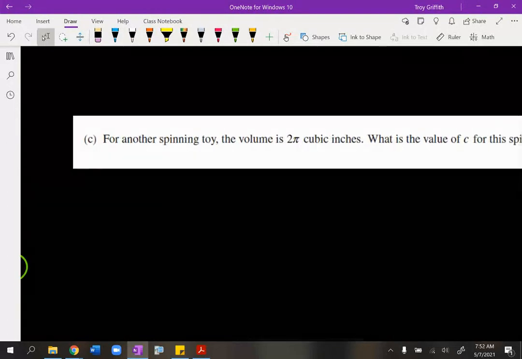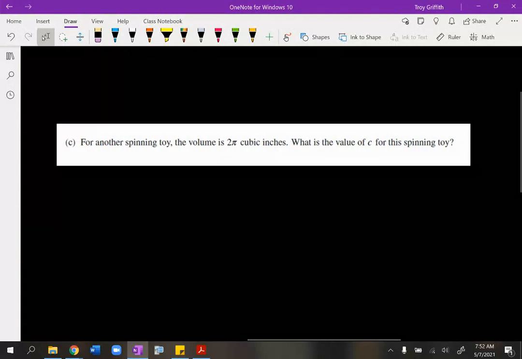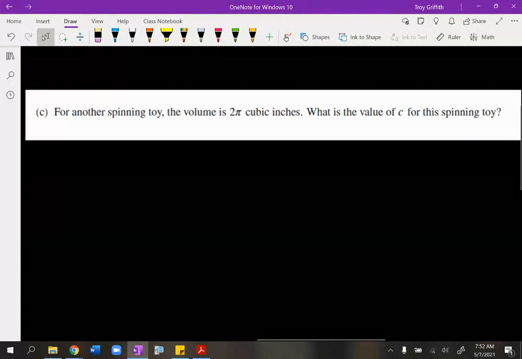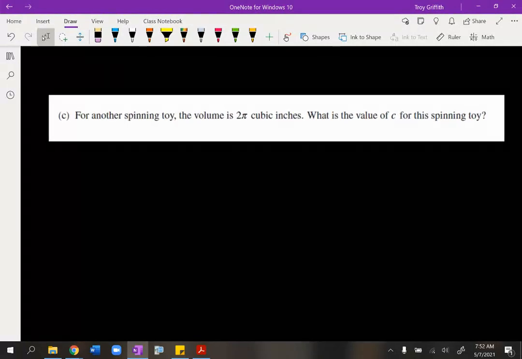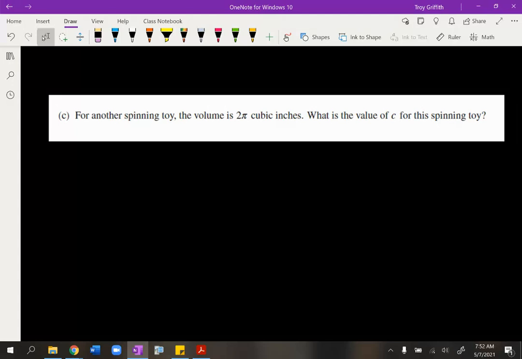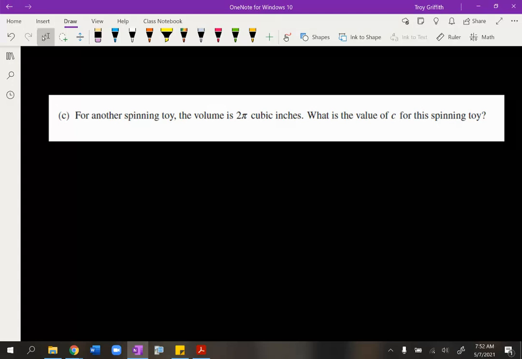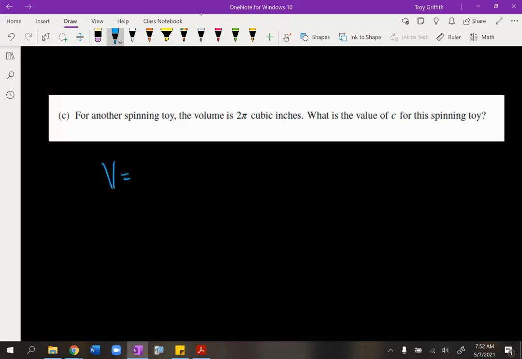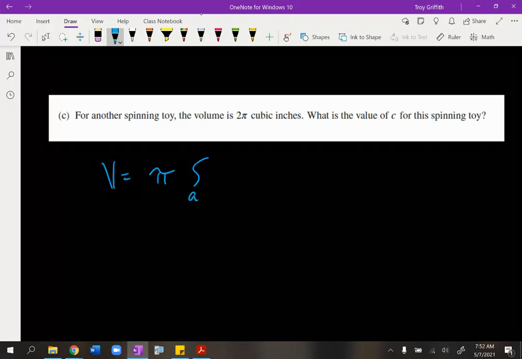Okay, all right, let's go over to letter C. It says, for another spinning toy, the volume is 2 pi cubic inches. What's the value of C for this spinning toy? Well, this is a volume of revolution problem, although they're actually making you solve something with it. So if we think about the volume of revolution real quick, just write down this formula.